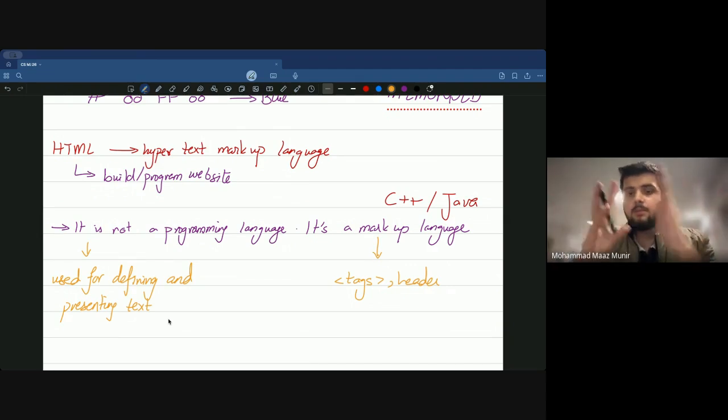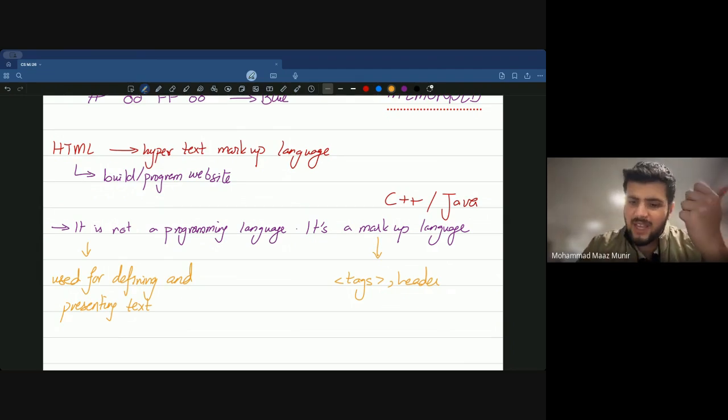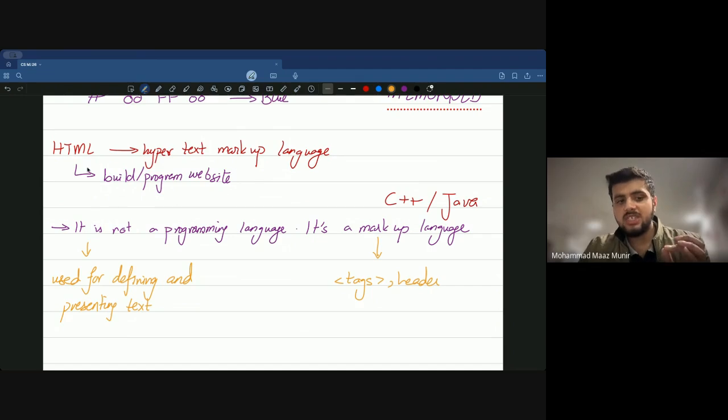HTML, you don't need to know more than this. You should just be aware that HTML is basically a markup language which is used for defining and presenting your text. We can also say that it is used for processing your text. And it makes use of tags and headers, which allow it to format the text. You don't need to know anything beyond this. This is just a short introduction to what HTML is. HTML is basically the markup language which programmers use to build or program websites.